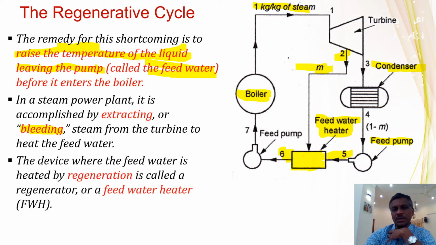Thereby the efficiency improves. So the device where the feed water is heated is called regeneration, or we call it the feed water heater. So that is the concept of the regenerative Rankine cycle. You can just remember it very easily. A feed water heater comes into play.